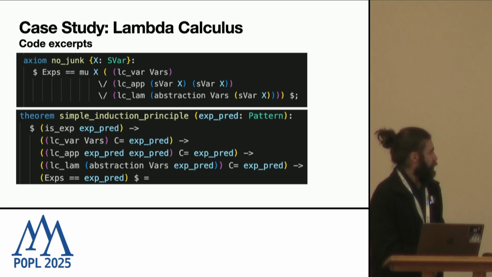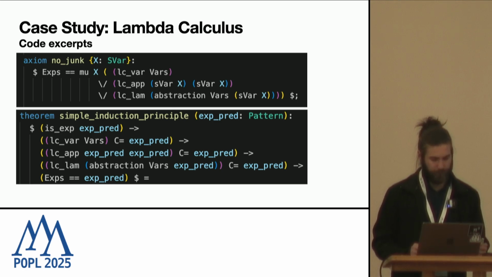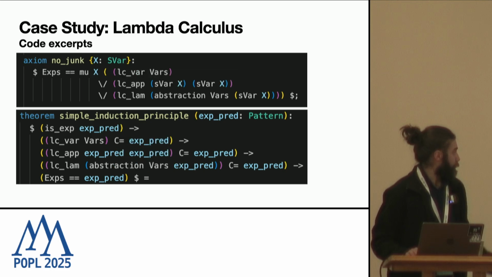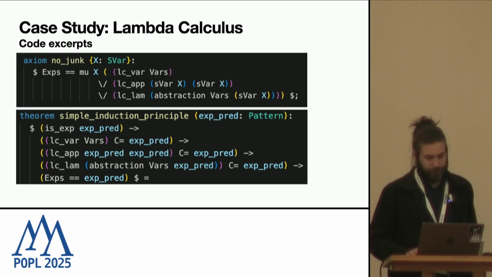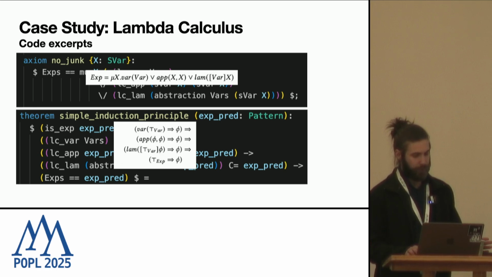And then this induction principle is the one we proved. It's relatively straightforward to prove this. I'm not going to go into the weeds of it. It's pretty much exactly what we had before, except for the fact that at the beginning we assume that exp pred, as we call it, the predicate over expressions, is an expression, which is why at the end we have equality rather than just implication. But otherwise, it's exactly what you would expect it to be.